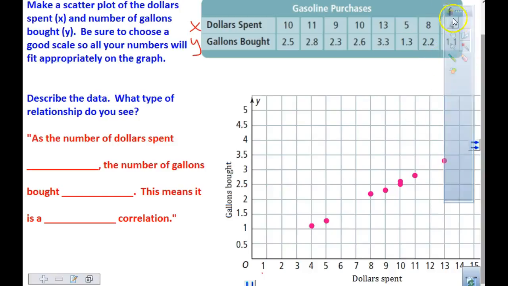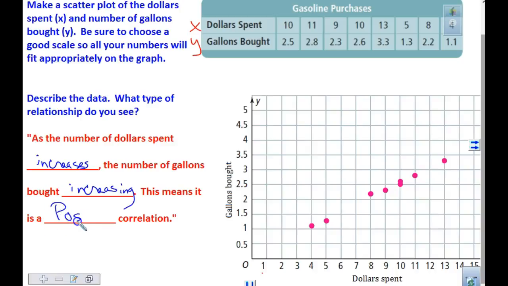All right. So then it says describe it. As the number of dollars spent increases, right? The number of gallons bought is also what? Increasing. This means it should be a positive correlation. Okay.